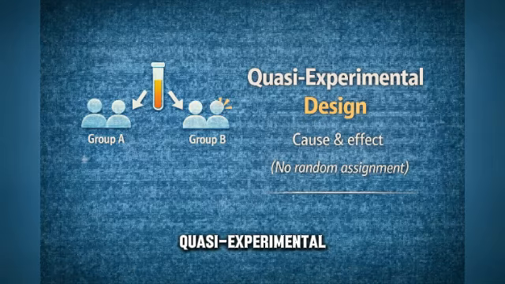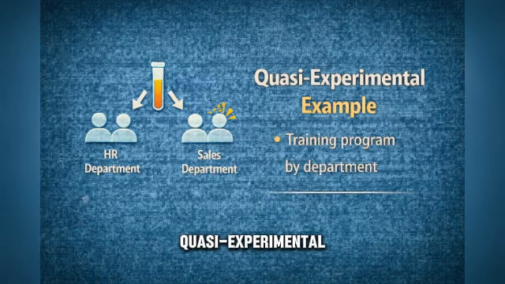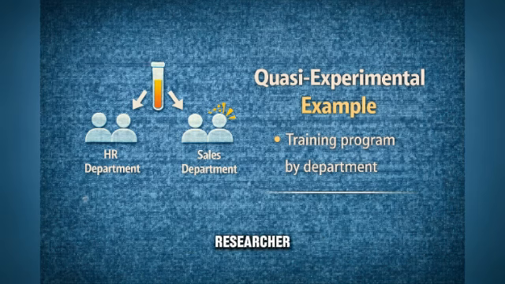Next is quasi-experimental research design. Quasi-experimental design is similar to experimental design, but random assignment is not possible. This design is common in real-world settings like schools, hospitals, and communities. Here is an example of quasi-experimental research design. A researcher studies the effect of a training program on employees, but employees are assigned to groups based on departments, not randomly. The researcher still compares outcomes, but acknowledges the limitation of non-random assignment.